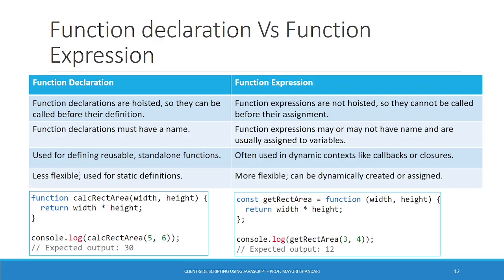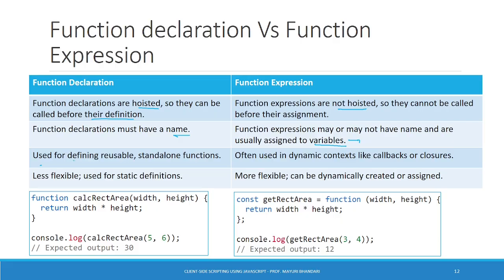Let us understand what is difference between them. First point of difference is function declarations are hoisted, so they can be called before their definition. Unlike function declaration, function expressions are not hoisted, so they cannot be called before their assignment. Second difference, function declaration must have a name, whereas name is optional in function expression. You can specify or you can skip the name in function expression. Usually they are assigned to variables. So if you want to call function expression, we use the variable to call it.